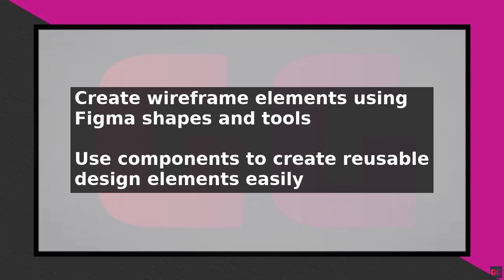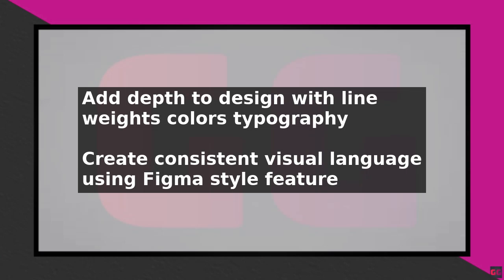To create more complex elements, use Figma's Component feature. Components allow you to create reusable elements that can be easily duplicated and modified throughout your design. To create a component, select the elements you want to include and go to the right sidebar and click on the component icon. Add depth and visual hierarchy to your design by using different line weights, colors, and typography.